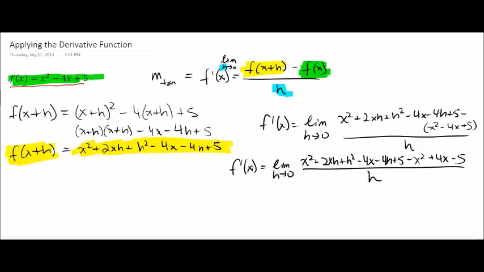Now let's simplify the top. X squared minus x squared is 0. Negative 4x plus 4x is also 0. And it doesn't look like we can simplify anything else, so I'm going to rewrite that simplified version here.